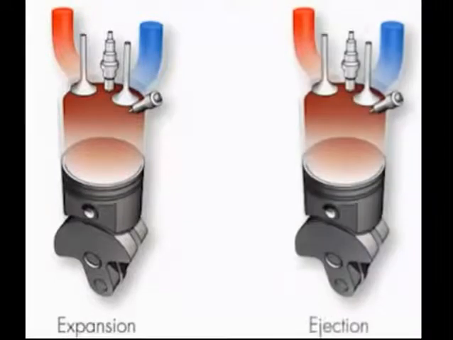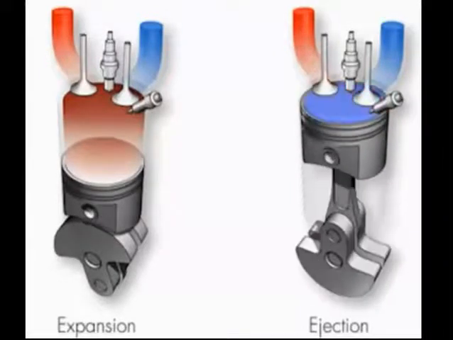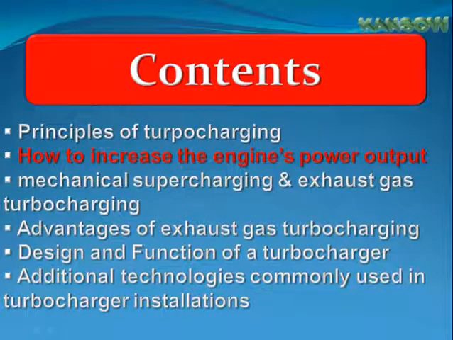Fourth stroke, ejection. The outlet valve opens and the upward movement of the piston ejects the exhaust gases to the outside. The working cycle is now repeated and the engine runs. How to increase the engine's power output.